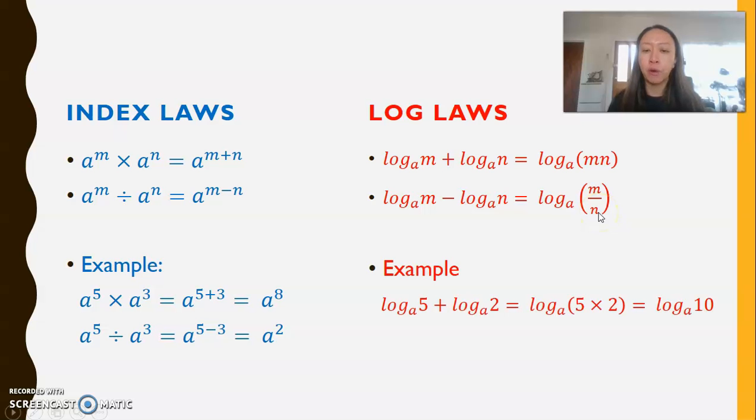For example, if we want to solve log a 5 plus log a 2, we can times 5 and 2 together, which gives us log a 10. If we have log a 5 take log a 2, we will get log a of 5 divided by 2, which is log a 2.5 here.